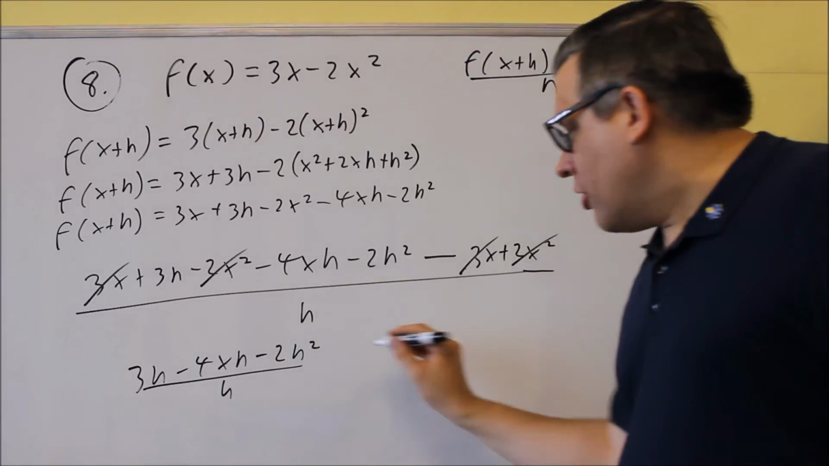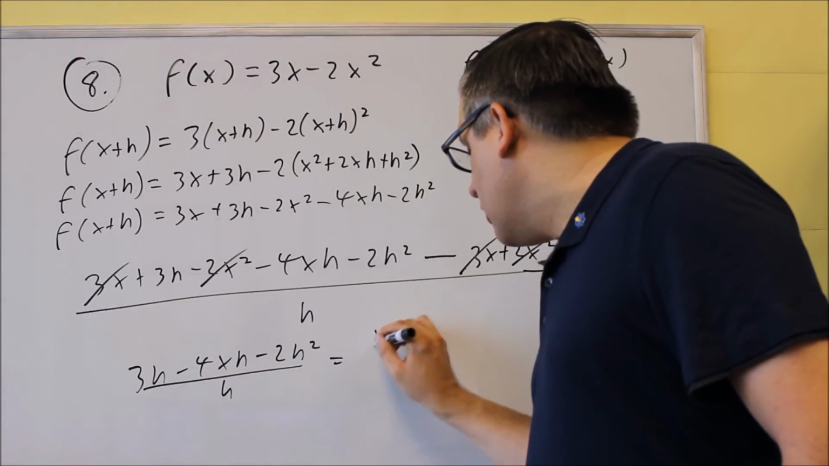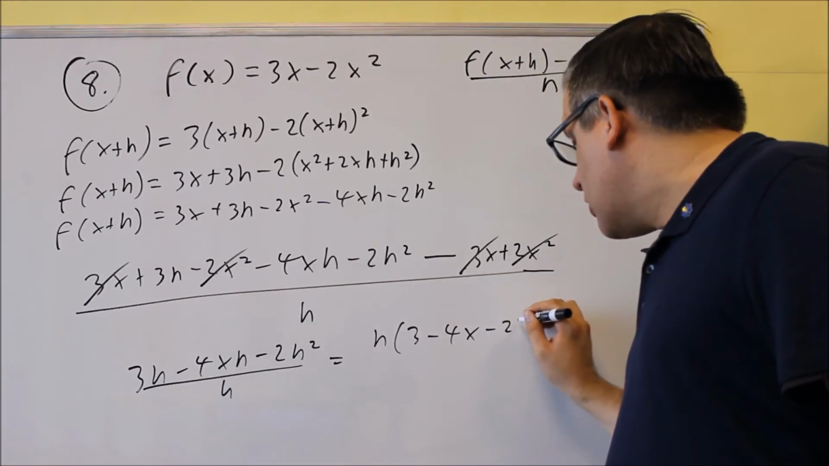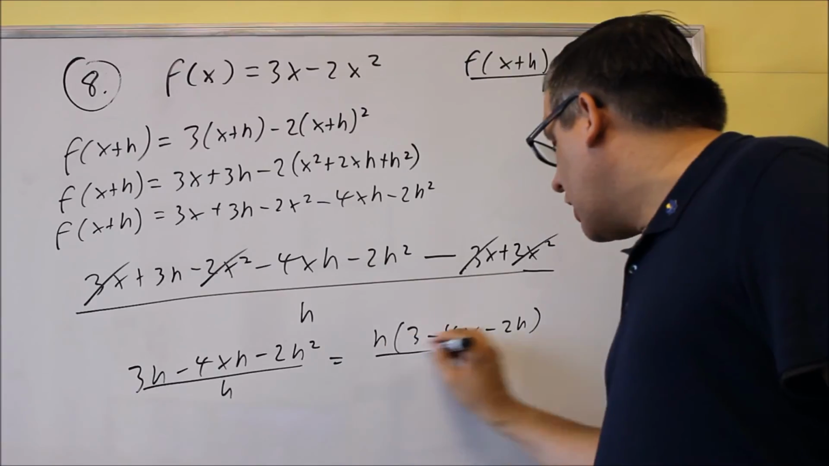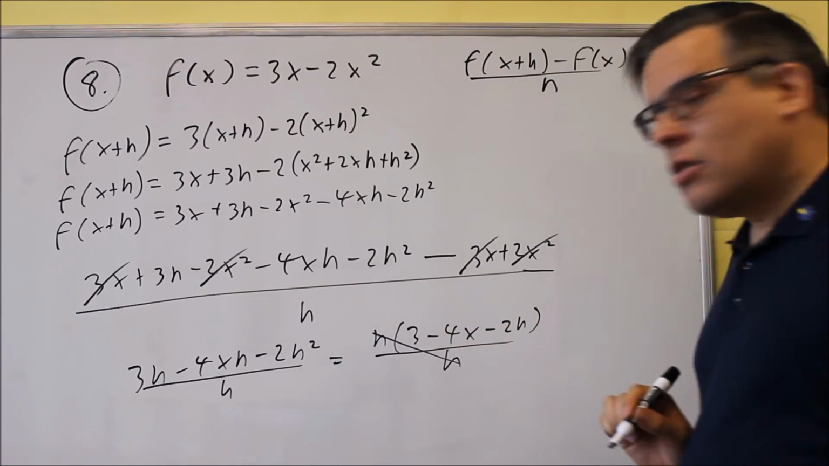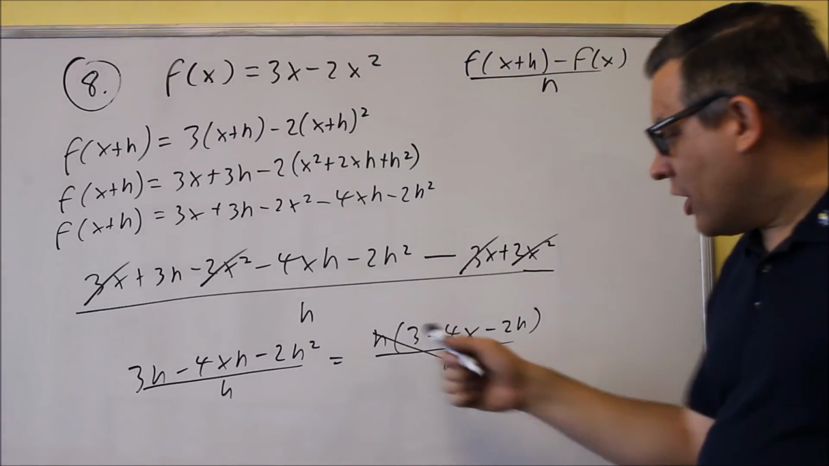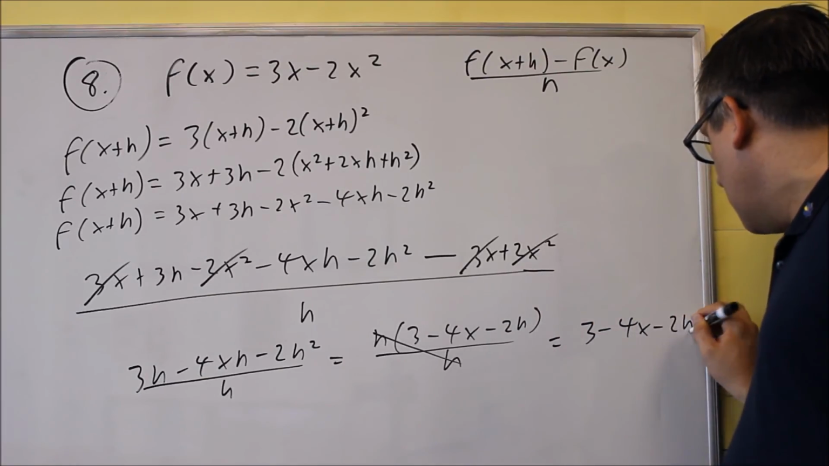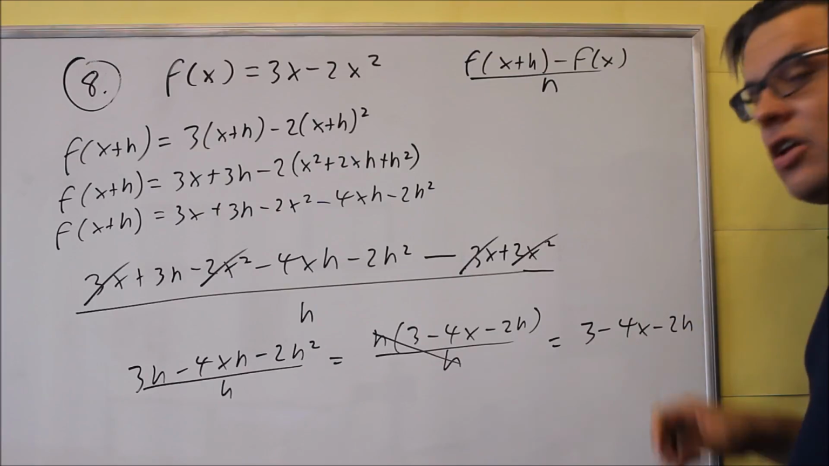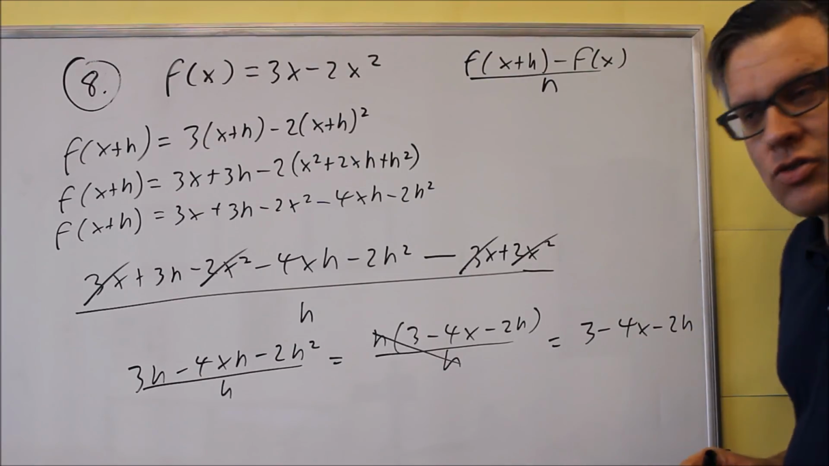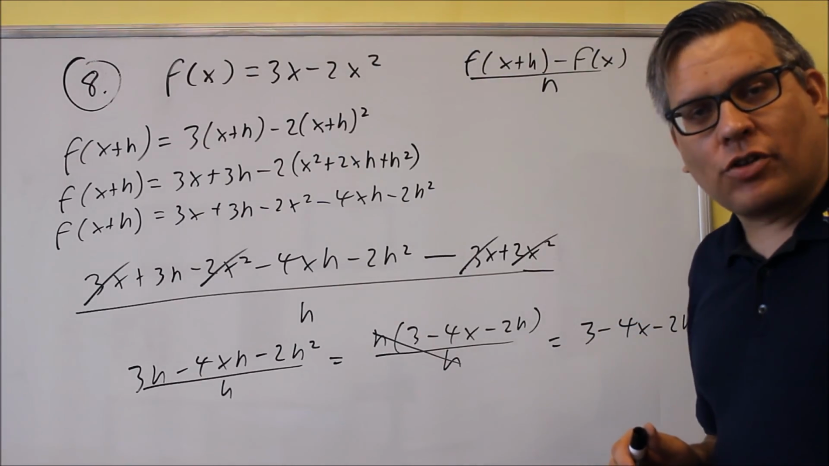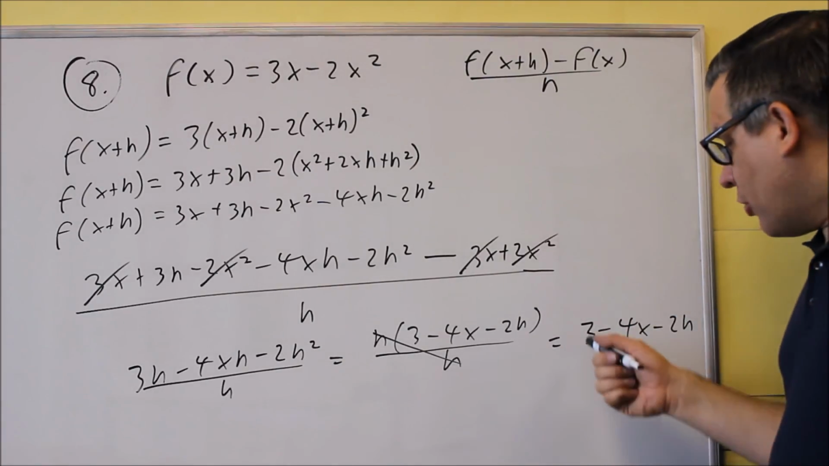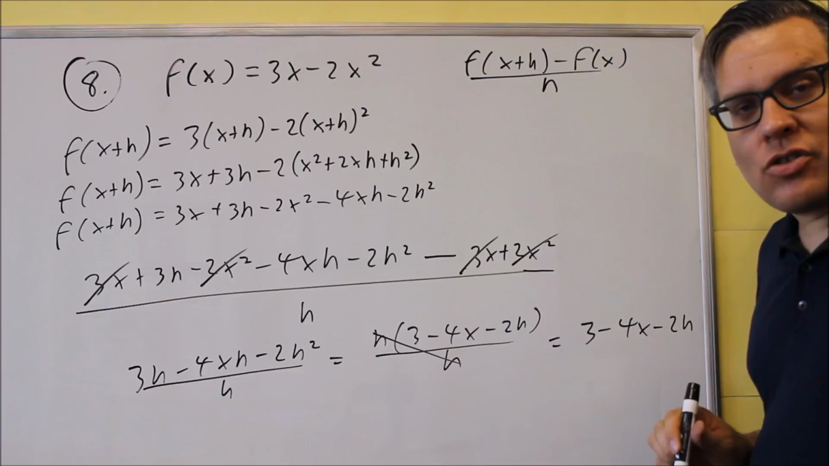Because I have an h in all those, that now allows me to factor out an h. So I get 3 minus 4x minus 2h. And then I can cancel the h out of the bottom now that I've factored it out. And this is my final answer, 3 minus 4x minus 2h. There's nothing else that you can do with that as far as simplifying is concerned. There's no special notation that we have with difference quotient. You can actually just put this answer on the blank, and so it's okay to have an h as part of your answer.